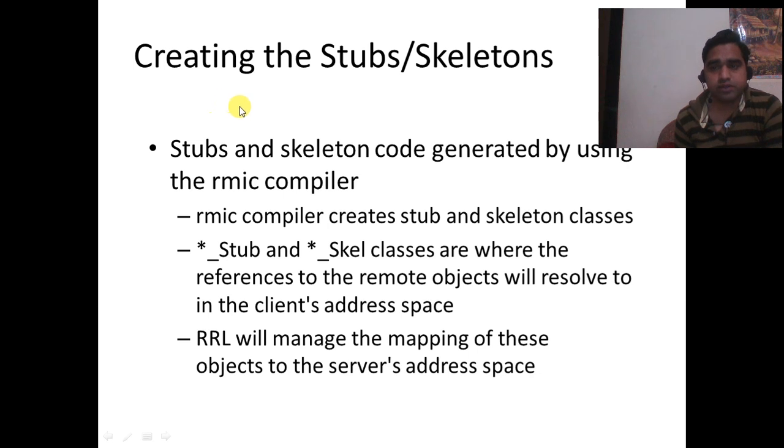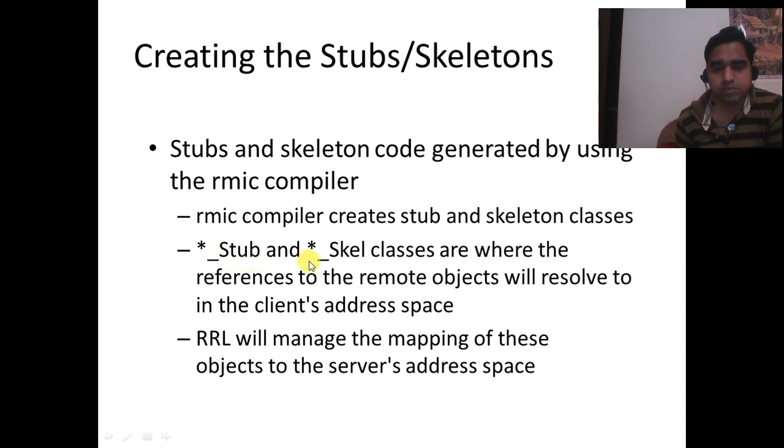Now the process, what the processing methods will be. First one is creating the stub skeleton. How is the stub skeleton to be created? Now stub skeleton code is generated by using the RMIC compiler. So the code at the stub object or the skeleton object is generated using the RMIC compiler. The RMIC compiler creates stub and skeleton classes. First of all, two classes are to be created. First is a stub, second is a skeleton class.